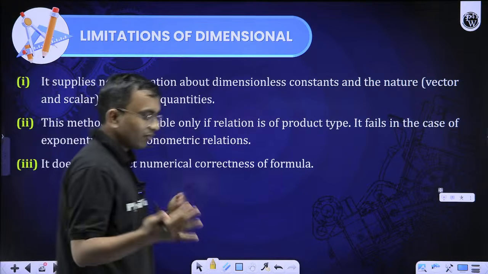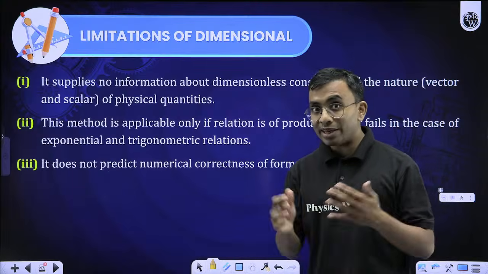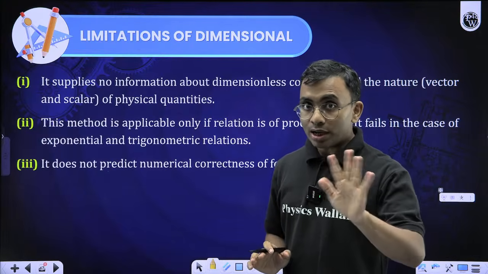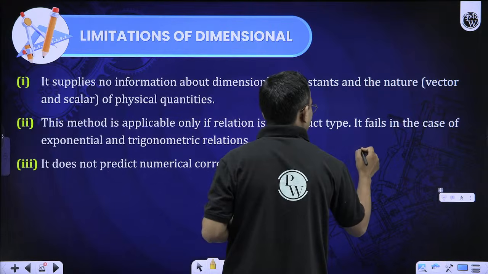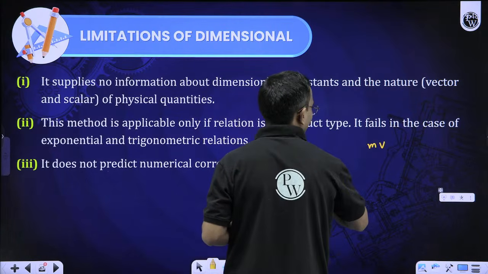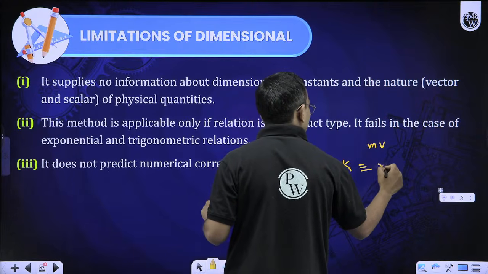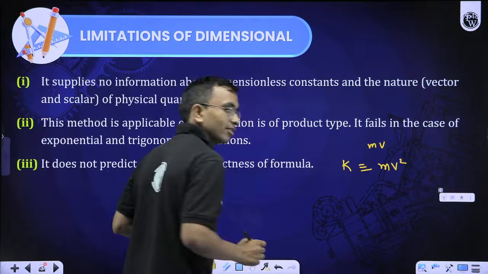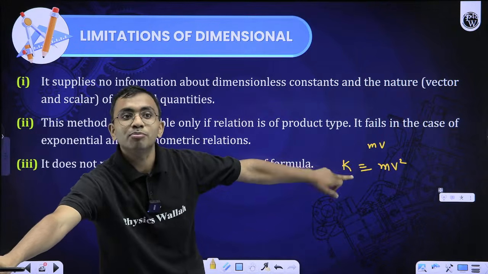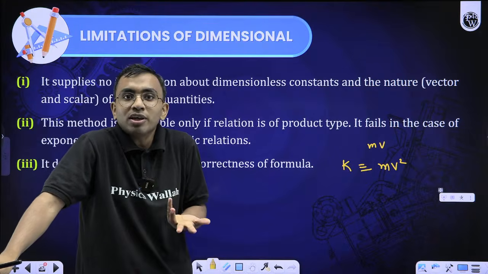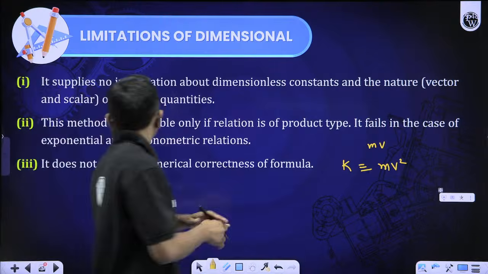You can derive some formula using this. It will give you the empirical relation, but it will not tell about the constants. Like if I say that the kinetic energy depends upon mass and velocity, find the formula. You will get kinetic energy dimensionally equal to mass into velocity square. It will not tell you that there has to be a half, because what is the dimension of half? Dimensionless. You cannot get dimensionless constants using that.